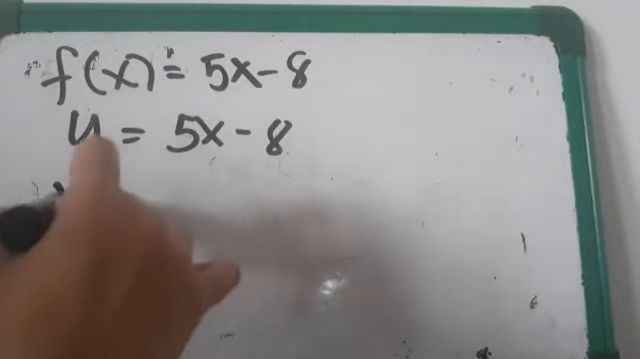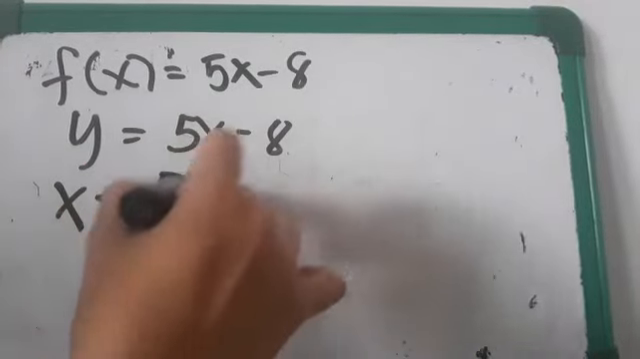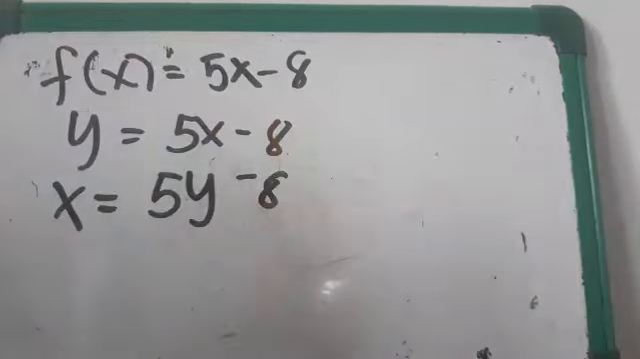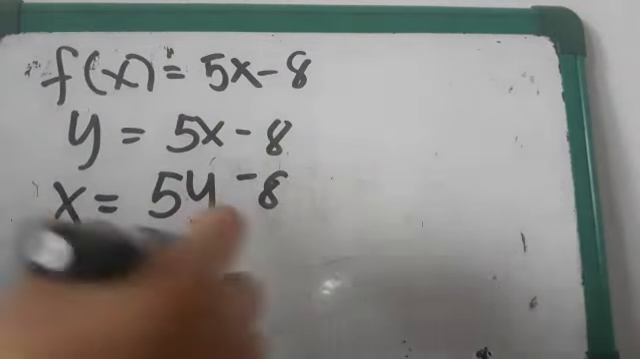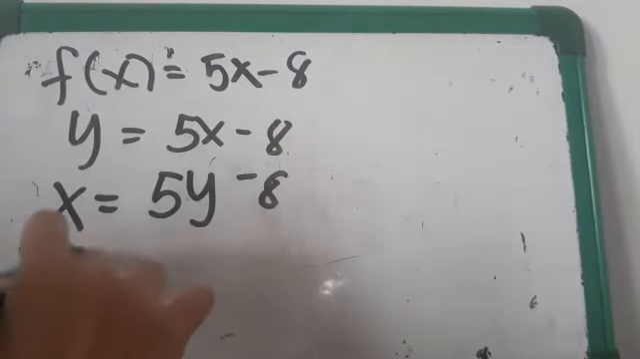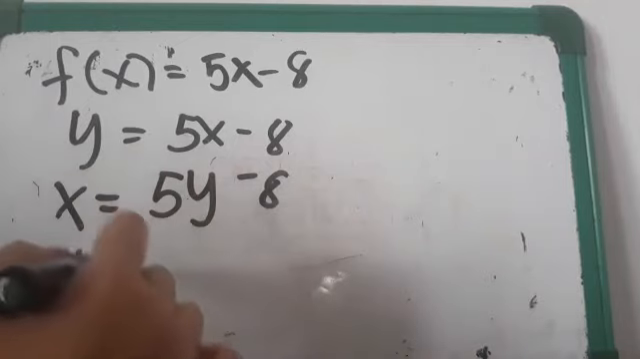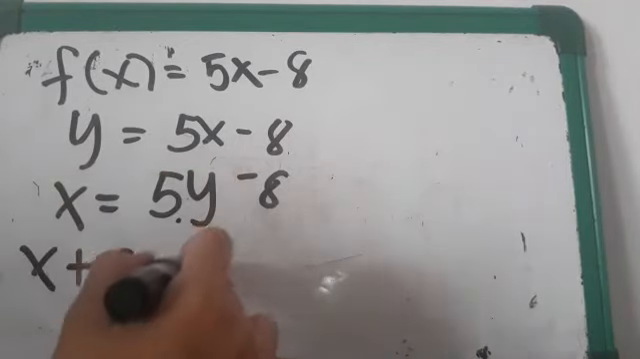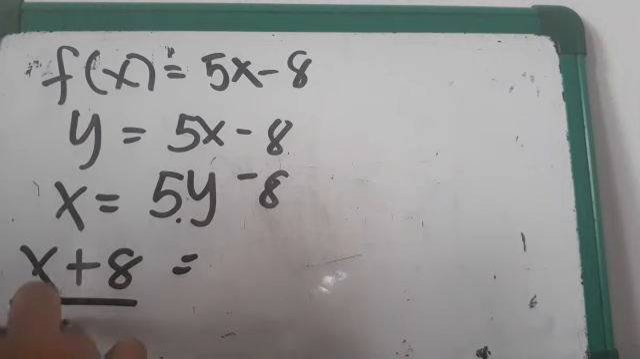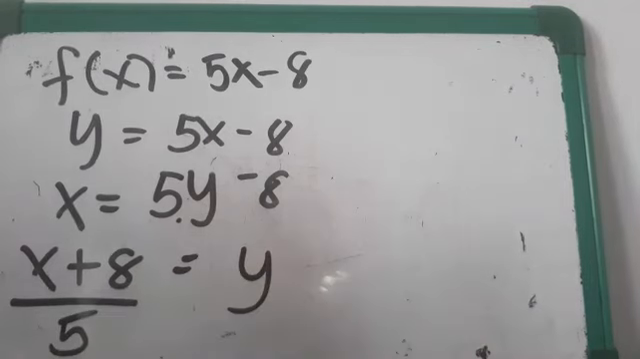So, x will be here, and lahat ng may x ay magiging y. Step 3, solve for y in terms of x. So, ito, lipat natin dito, x plus 8, tapos, minus no. And then, ito, divide by 5. So, our inverse function is x plus 8 over 5. And that answer is letter B.